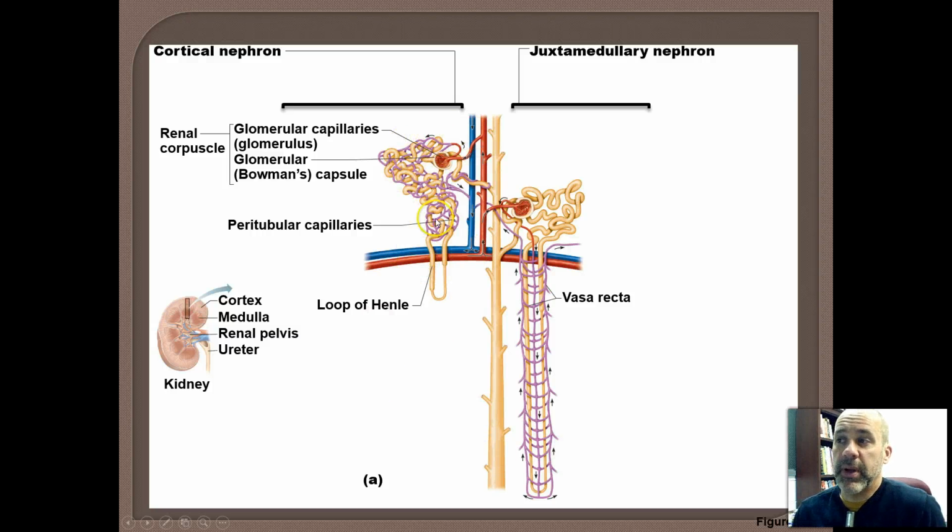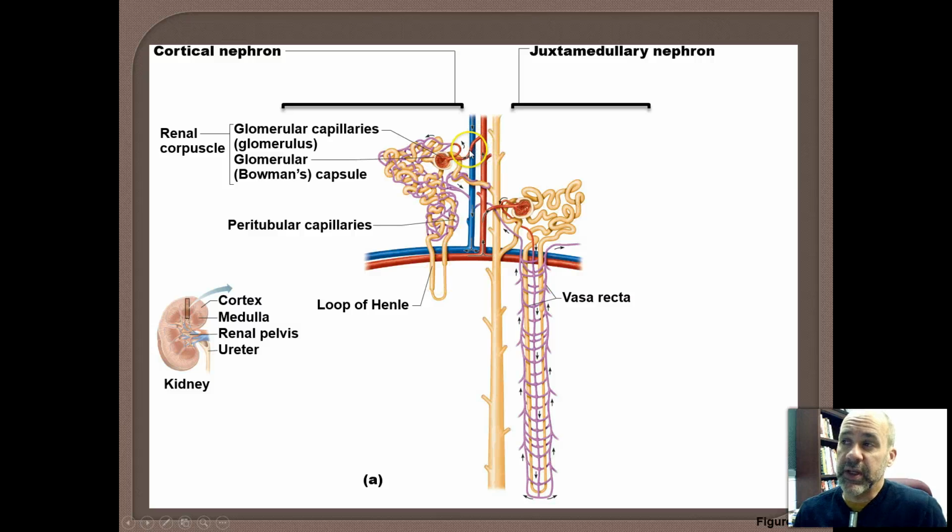All right, in purple here, those represent capillaries that surround the nephrons. So those are called peritubular capillaries when they surround a cortical nephron. The peritubular capillaries that surround the really long loop of Henle on a juxtamedullary nephron have a special name. They're called vasa recta. They kind of look like drapes. And they're also involved in helping to maintain that salt gradient that we were just talking about.